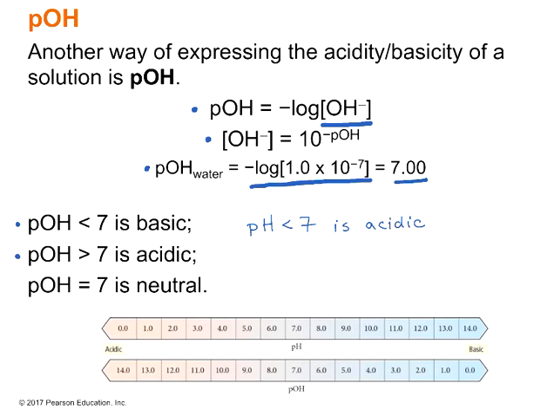And then if the pOH value is greater than 7, the solution is acidic. And remember that for pH, when that value is greater than 7, we say the solution is basic. So again, it's just the opposite. And as I said before, when your pOH value is equal to 7, then the solution is neutral. And down below, you can see the different scales. So the top scale is for pH and the bottom scale is for pOH. And you can see that they are directly opposite of each other here.